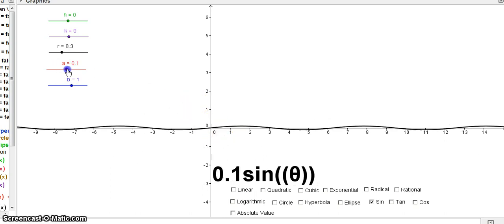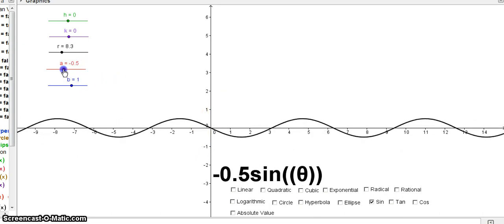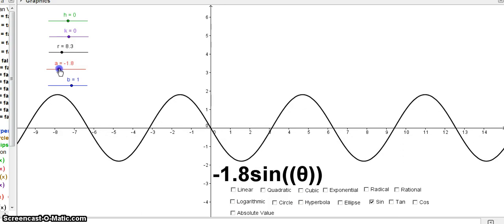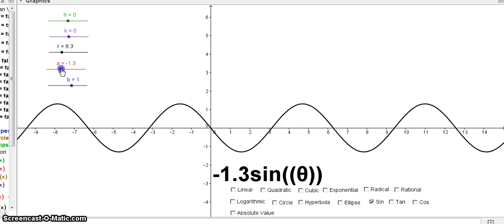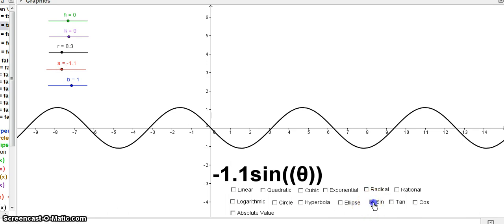If you were to graph sine of some number in your calculator, you would normally see it go up through the origin. So again, that a value flipped it over the x-axis. It was a reflection over the x-axis. So that's what that number in front of the exponent does, or excuse me, the variable does.